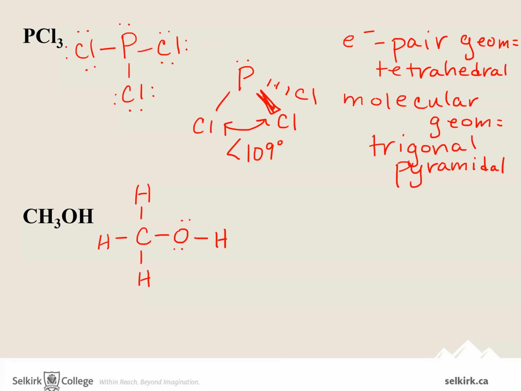Let's look at the carbon first. How many electron pair domains around that carbon? I see 4. So it's based on a tetrahedron. Now, I'm not going to draw my tetrahedron in exactly the same way I did before. I think it might be more convenient to draw the carbon-oxygen bond straight across. But I can finish my tetrahedron from there.